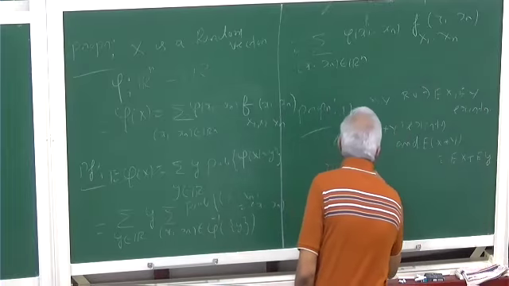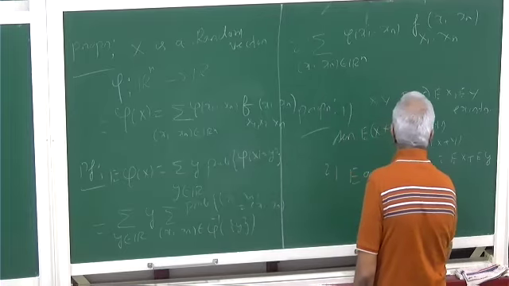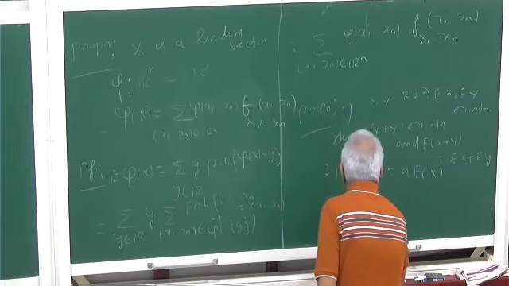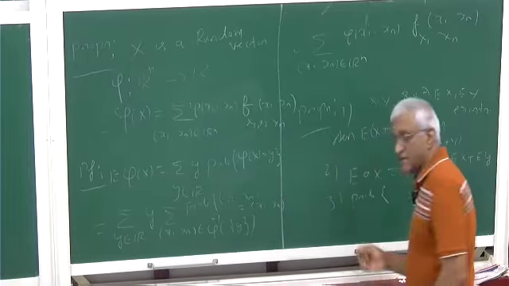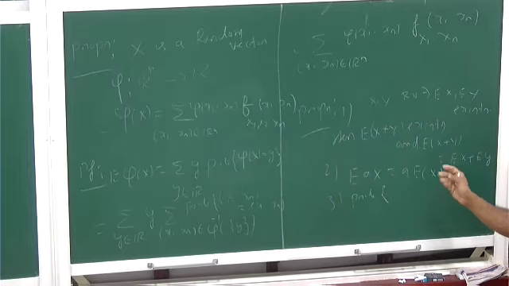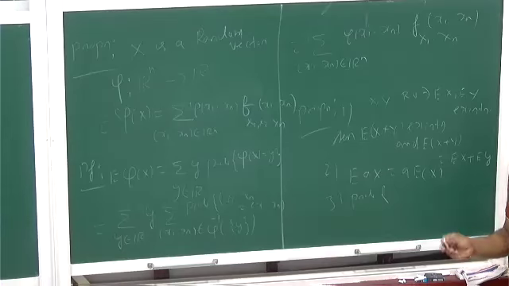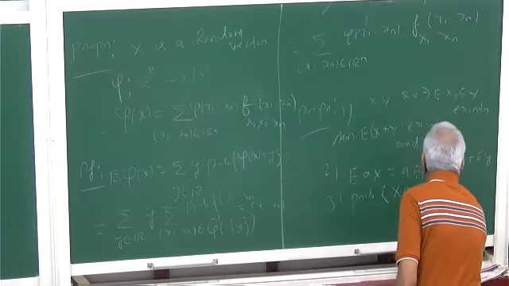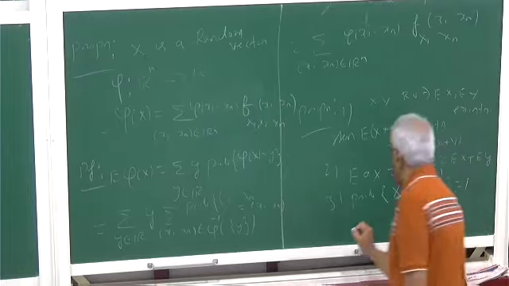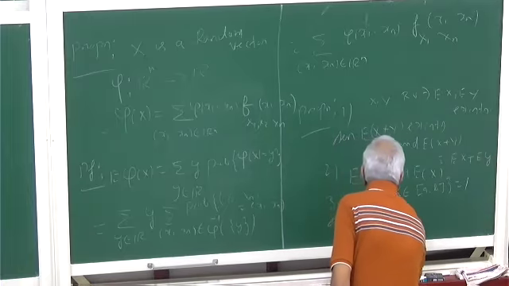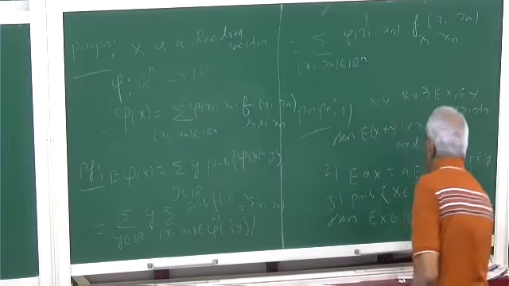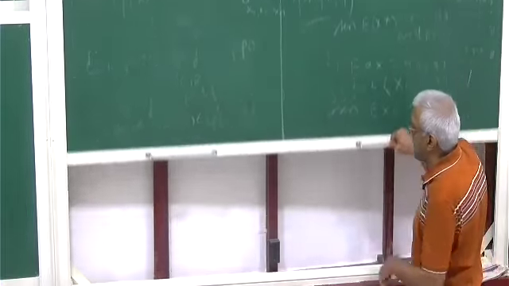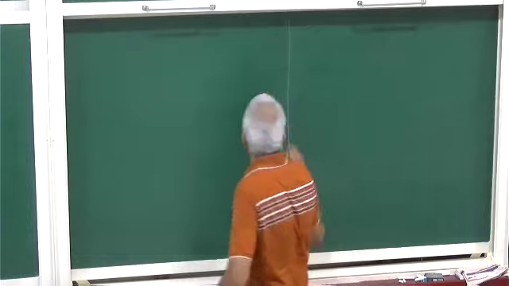Similarly, for a scalar, we assume that the expectation exists and this is true. And the third one is, if something happens with probability 1, we say it happens almost surely. So suppose the probability that x is in some interval AB is equal to 1, then Ex is also in this interval AB.